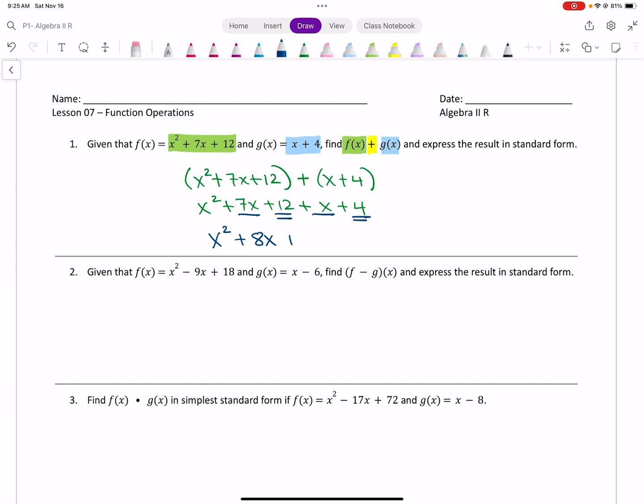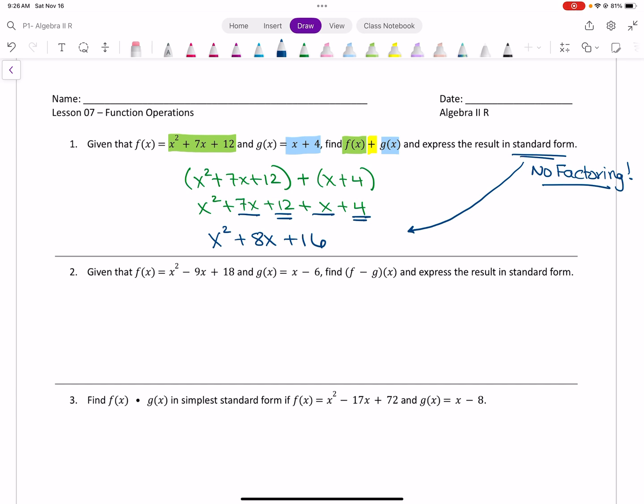So combining like terms, we have just an x squared, 7x plus x is 8x, and 12 plus 4 is 16. That is our final answer. It says standard form, which is what that is. Standard form does not mean factor. It just means combine like terms, have your exponents go from the highest down to the lowest.